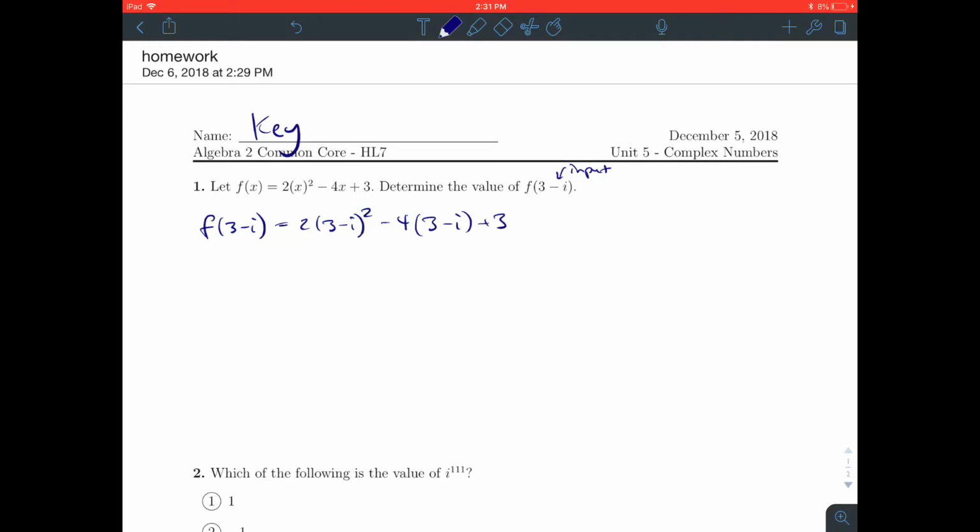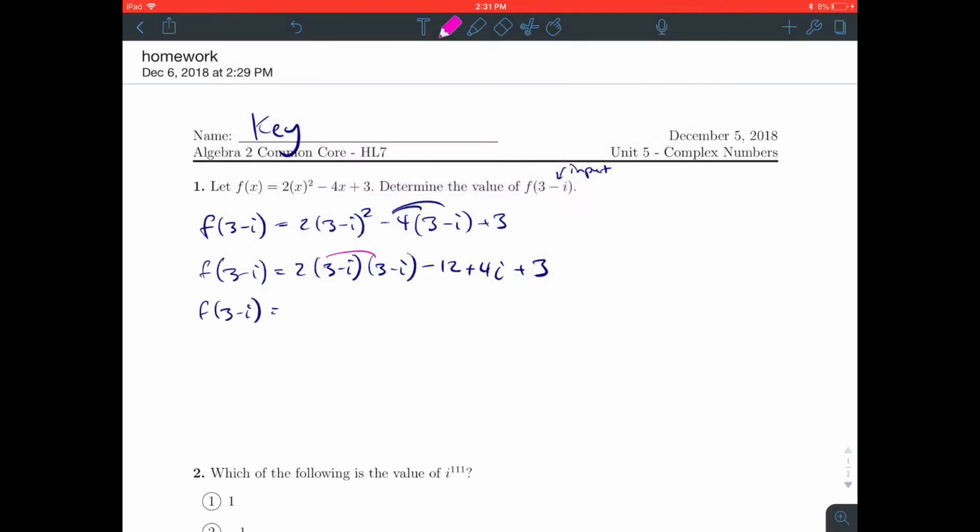In order to evaluate this, it looks like we need to do 3 minus i squared, so let's do 3 minus i times 3 minus i. For the next term, we've got negative 4 times 3 minus i, so we'll distribute. We get negative 12 plus 4i, and we have plus 3. So onto the distribution that we outlined for ourselves.